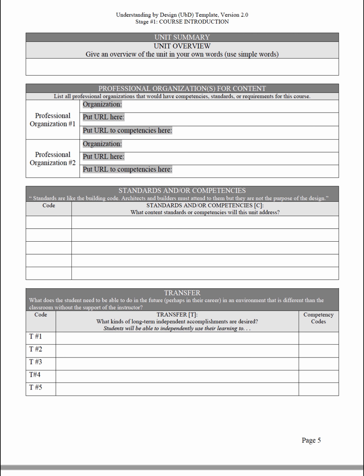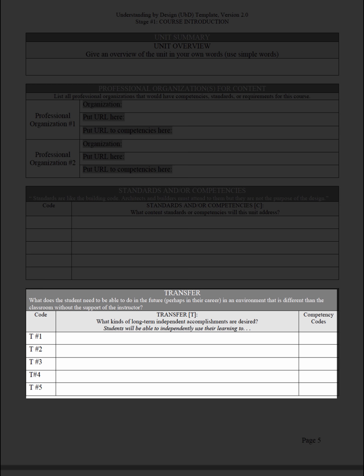The unit summary comes next and begins with a brief overview of the unit to be taught. The instructor then lists the professional organizations referenced and the accompanying standards and/or competencies required by the organizations for the appropriate unit. Be sure to find the competency codes associated with the specific standards to be addressed in your unit, as you will be referencing these codes throughout your UbD. If your organization does not have specific numerical codes, assign some, but be consistent.